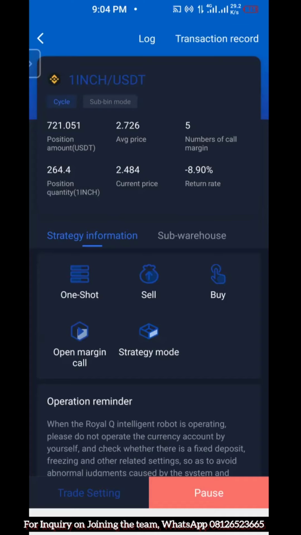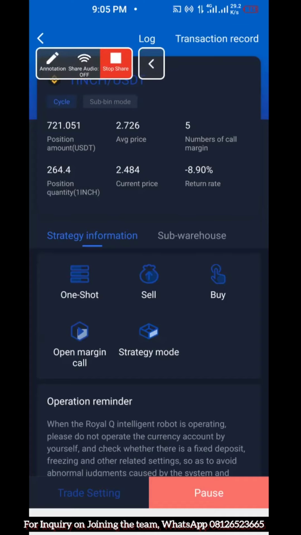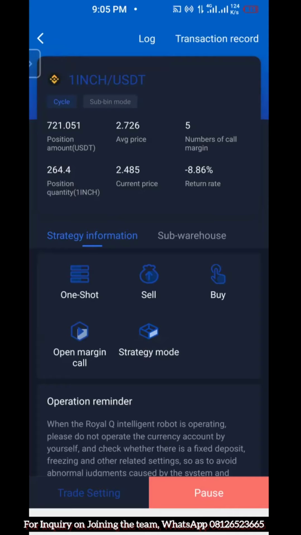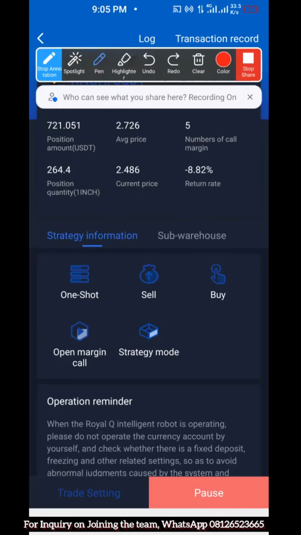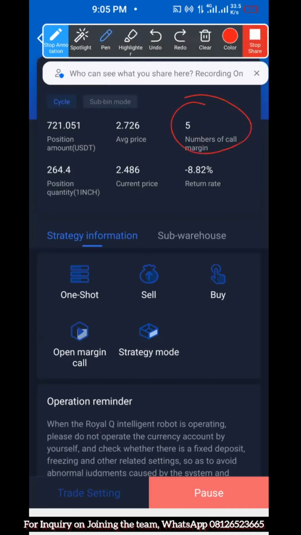So I've explained the position amount. I've said that is the amount you have in the trade at the moment. As the robot is buying for you, the position amount will keep on increasing. Now, the average price, I've explained it to you. The number of margin calls is a record of how many times the robot has bought for you. So in this case, the robot has bought for me 5 times. This position is the quantity of the new coins that is bought for you. That's the quantity of INCH.